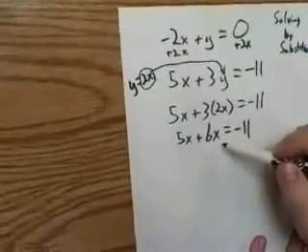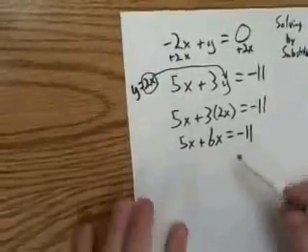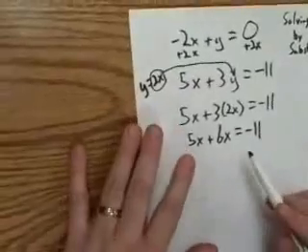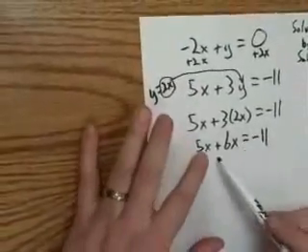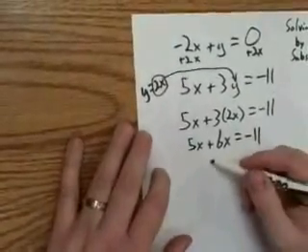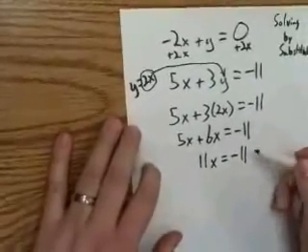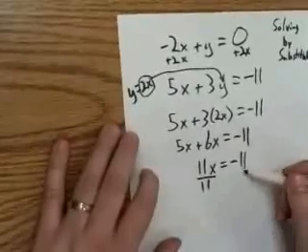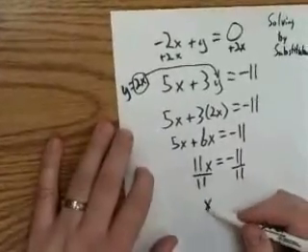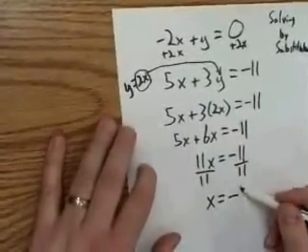Now I'm going to combine my like terms. I'm just trying to solve for this x. This is actually step 3. I'm solving this equation for this one variable. I have 11x is equal to a negative 11, and I divide by 11. Now I've got x is equal to a negative 1.